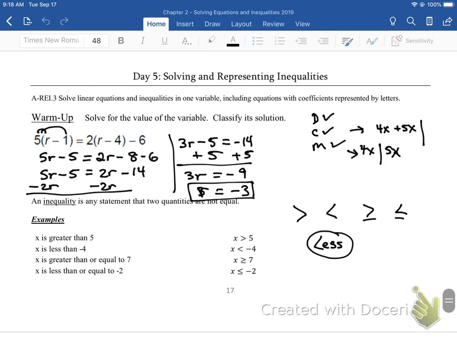All right, so here are some examples. X is greater than 5, x is less than or equal to, less than negative 4, okay, and all of these have "is" in them. X is greater, x is less, not to be confused with 5 more than x or anything. We do those expressions a little bit later on.